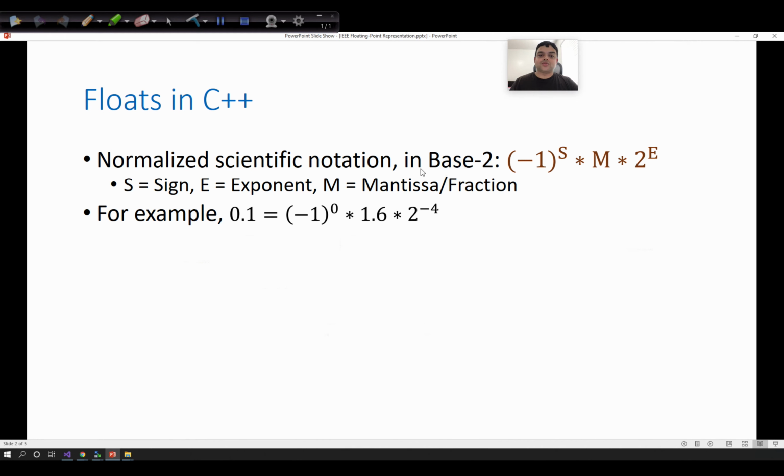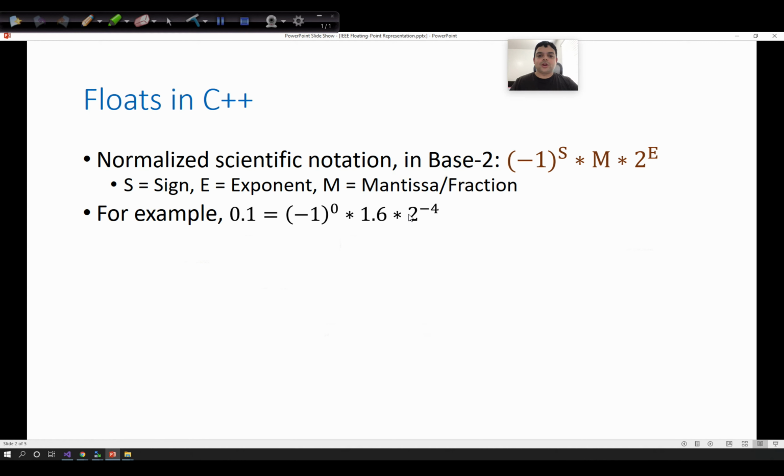So a number represented in the normalized scientific form in base 2 will look like (-1)^s times m times 2^e, wherein s is the sign, m is the mantissa or the fractional part, and e is the exponent. So for example, 0.1 in the normalized scientific form will look like (-1)^0 times 1.6 times 2^-4.